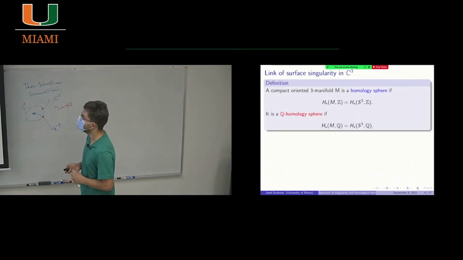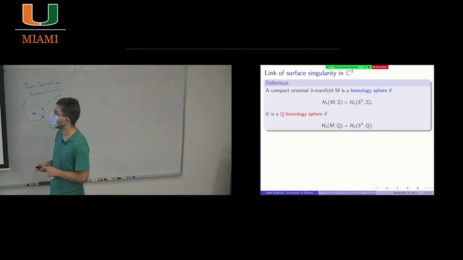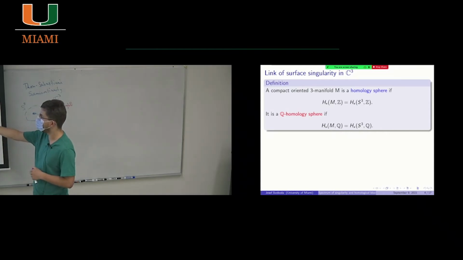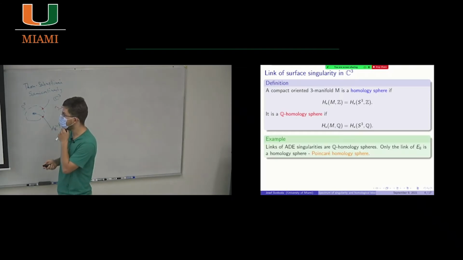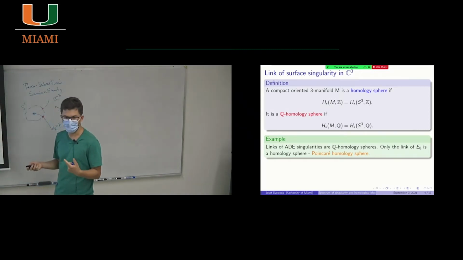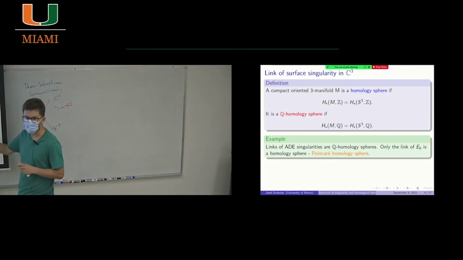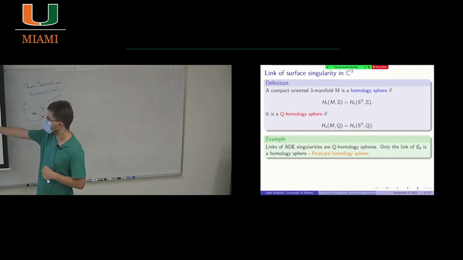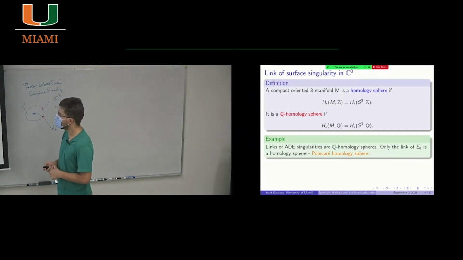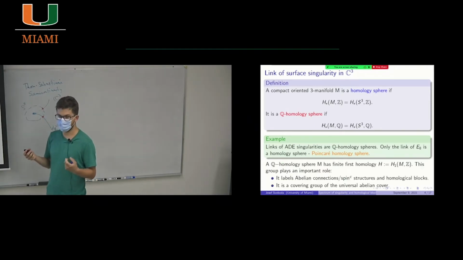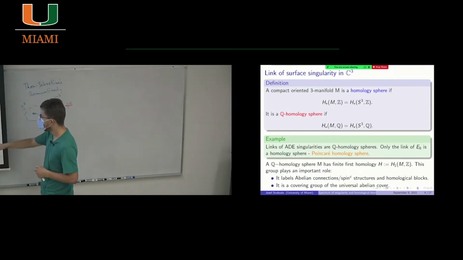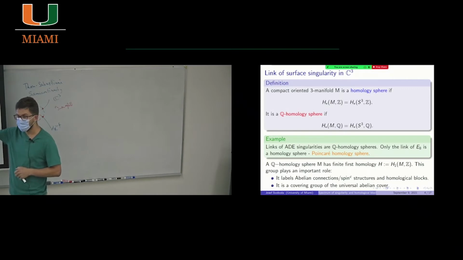Okay. So, to recall this definition, if we have a compact oriented 3-manifold, it's a homology sphere if the homology is the same as the homology of the 3-sphere, and it's a Q-homology sphere if it works over the rationals. An example: if we take any ADE singularity, those simple singularities assigned to ADE Dynkin diagrams, then the links are all Q-homology spheres, and only the link of E8 is a homology sphere, and this is an important example for us. This is the Poincare homology sphere. Q-homology spheres have some non-trivial torsion in H1. That's the only thing which differs from homology spheres. So the first homology must be a finite group.